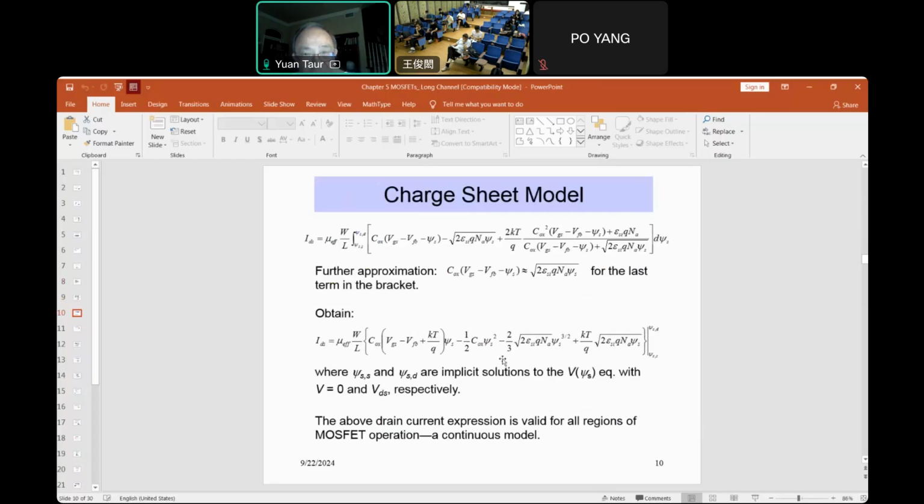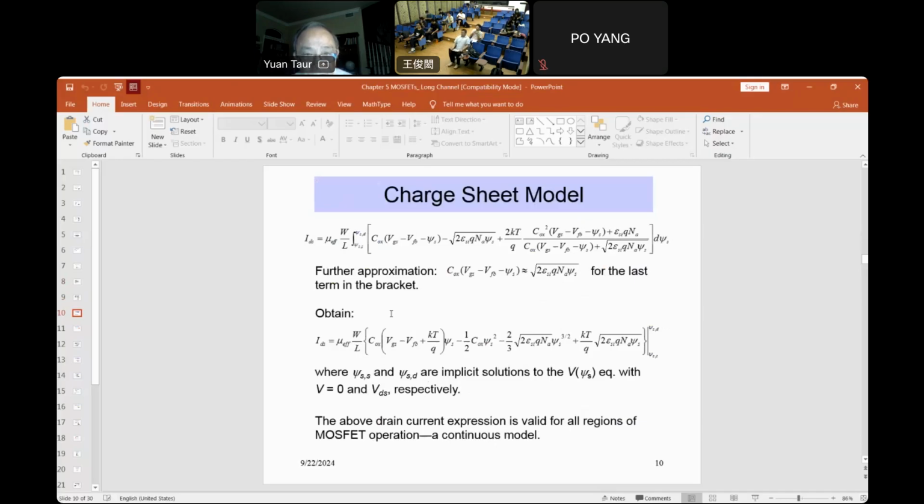So this is the end of the charge sheet model. It's still not explicit because we have to solve implicit equations. But this model is valid for all regions of MOSFET operation. There's no assumption that it's below threshold or above threshold, or in the linear region or in the parabolic region. So this is still a so-called continuous model.